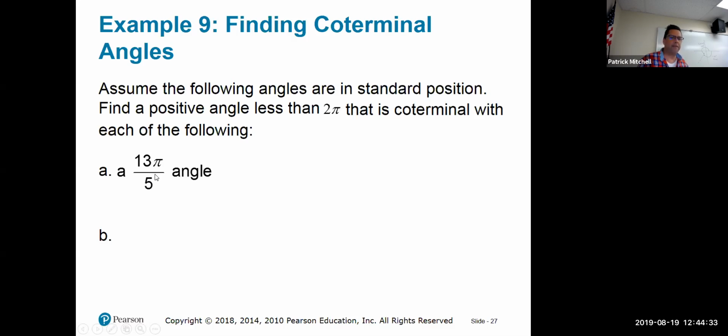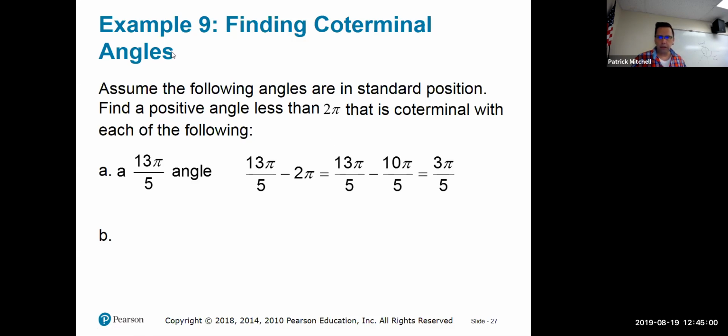13 pi over 5 means it went around one full time and then part way around another time. So this is a little bit like my 400 degrees example. And the way that we fixed 400 degrees was we subtracted 360 degrees. So for this one, we're going to subtract 2 pi. Okay? So I have all the details written out here. Let me turn this back on and explain what I did.